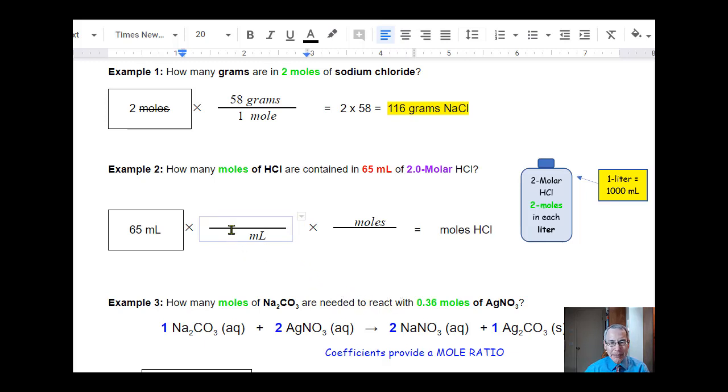And on the top is a little questionable. So there are different strategies. But in this case, I'm going to say I need to use this concept, this picture concept, 2 moles in each liter. And the only place moles is going to appear in the whole setup is right here at the end. 2 moles in each liter.